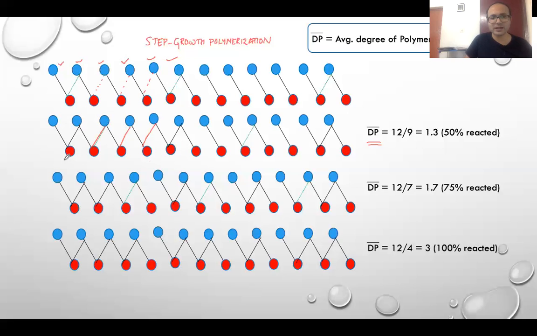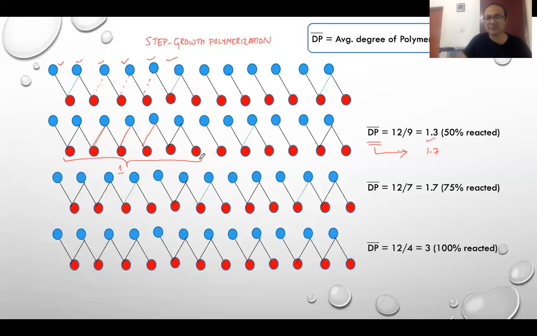If we calculate the number of molecules present in the reaction, we have 1 chain, and then the remaining 6 are unreacted. Don't consider these lines; they are for the step growth. So how many molecules are now present in the reaction? 6 unreacted monomers plus 1, so a total of 7. So 12 divided by 7. After 50% of the reaction, the degree of polymerization for chain growth is 1.7, which is higher than that for step growth polymerization.